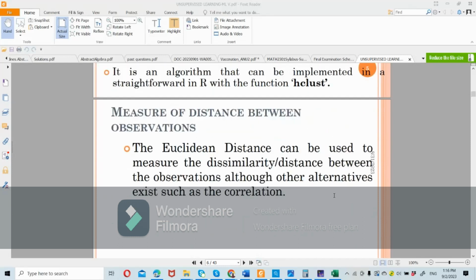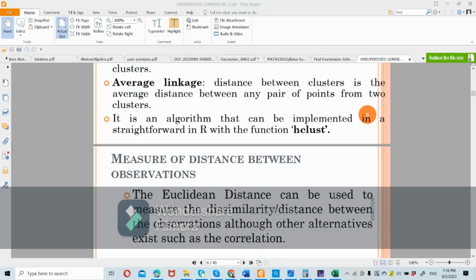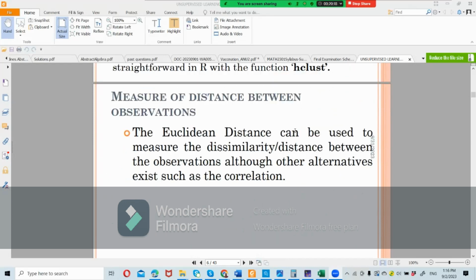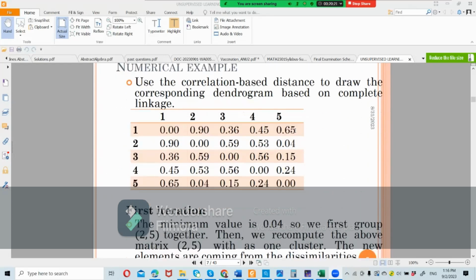Now, there are ways to measure distance. One of them is the Euclidean distance, which, as we all know, is the distance between two points: the square root of (x1 minus x2) squared plus (y1 minus y2) squared. We also have Manhattan distance, which is the absolute value of the difference between x1 and x2 plus the absolute value of the difference between y1 and y2. Then we also have correlation-based distance.